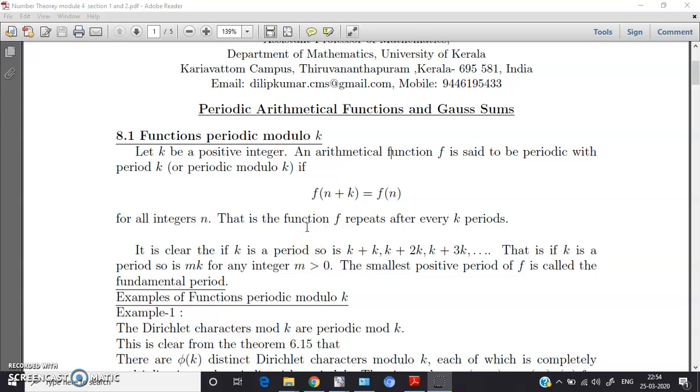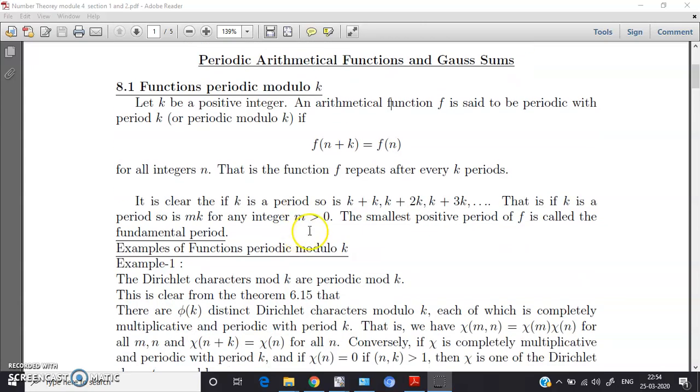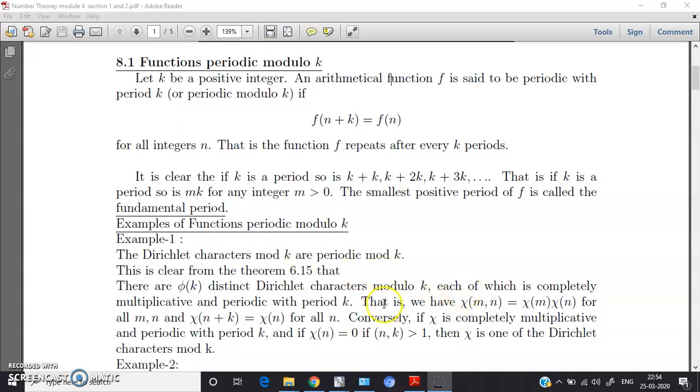Now let us go to some examples of functions periodic modulo k. Let us see the first example. You have already studied the Dirichlet characters. The Dirichlet characters modulo k are periodic modulo k. It is evident from the theorem you have learned earlier that there are phi of k distinct Dirichlet characters modulo k, each of which is completely multiplicative and periodic with period k. That is, we have chi of mn is chi m times chi n for all m, n, and chi of n plus k is chi n for all n.